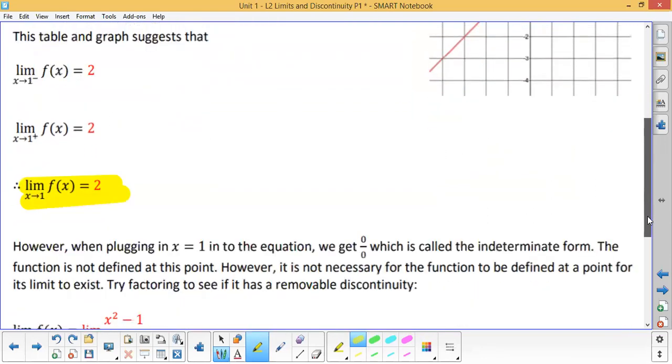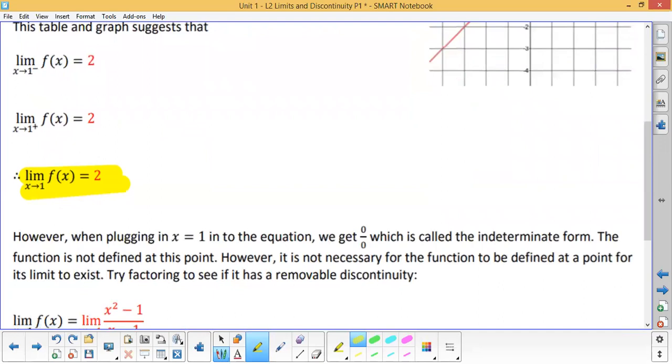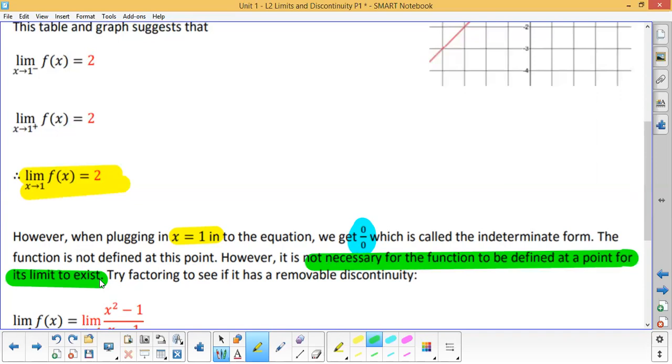So this is extremely important for you to take a snapshot of. When plugging x is equal to 1 in the equation, we get 0 over 0, because the function is not defined at that point, but it is not necessary for the function to be defined at a point for its limit to exist. This is the number 1 mistake I see on tests. Students misunderstand this concept. You can have a limit exist even though a function is not defined at a particular point.